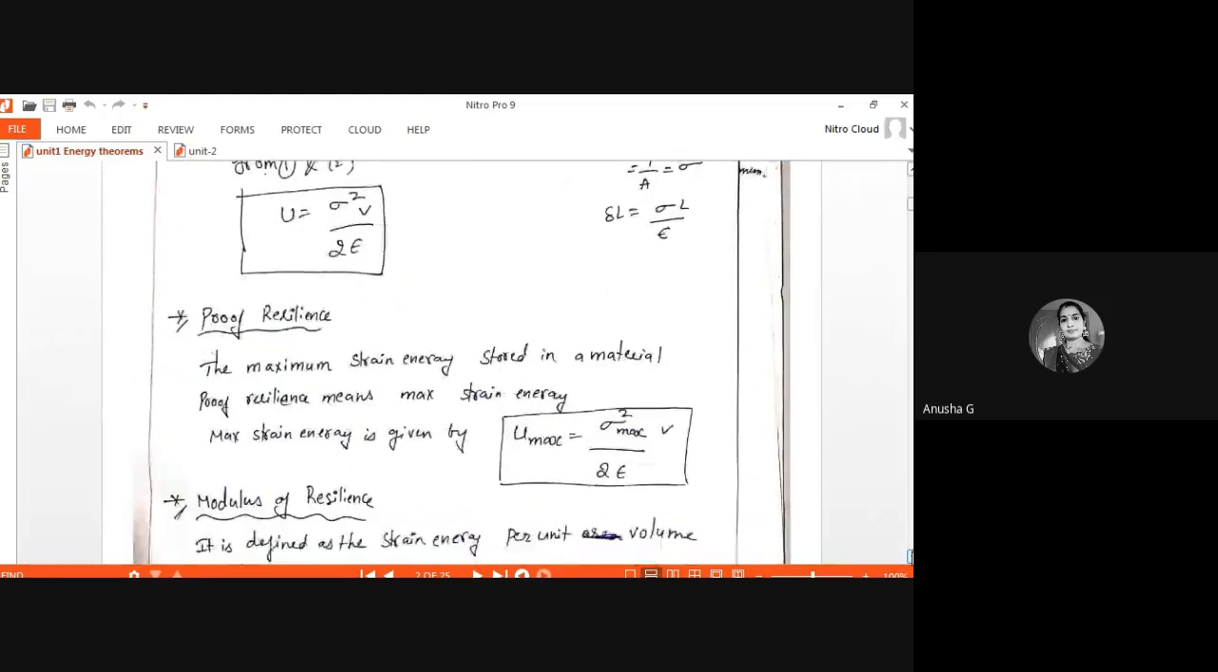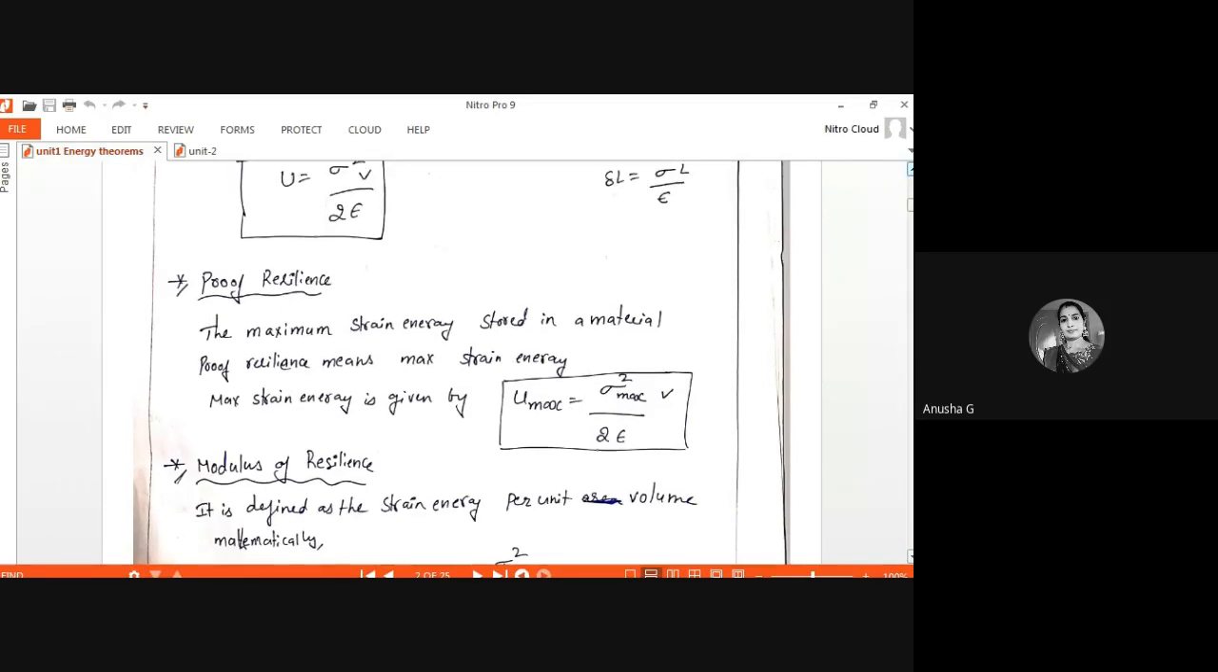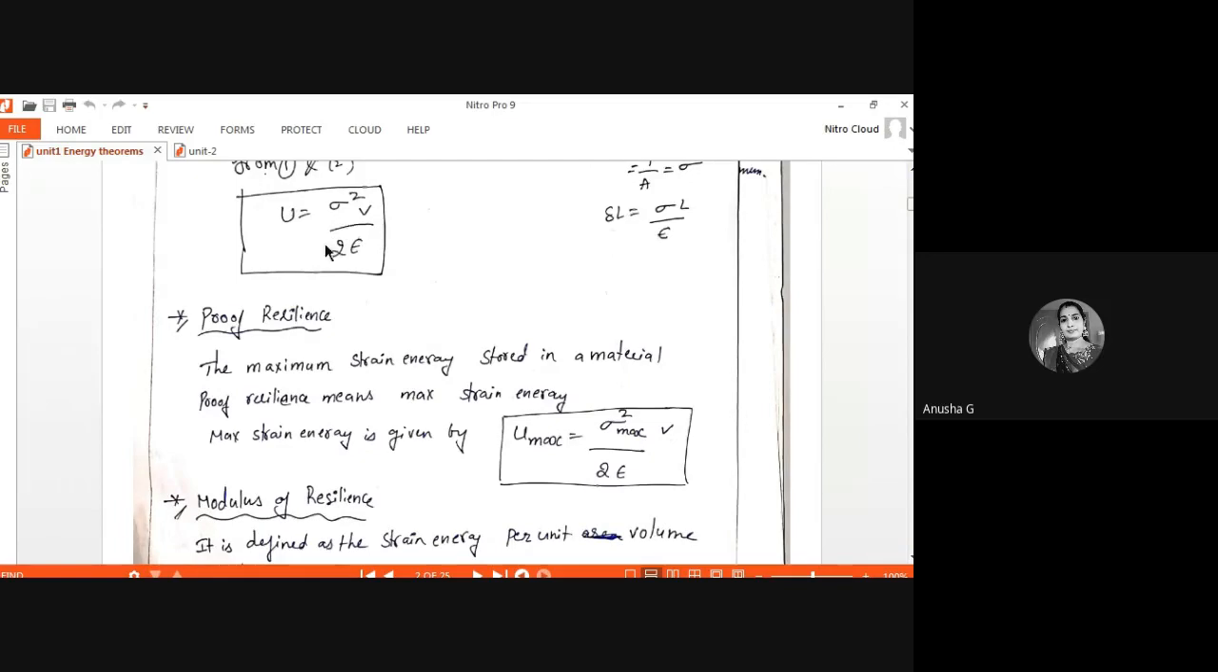But next, proof resilience. What is the resilience or strain energy equation? U equals sigma square V by 2E. This is the main formula for the axially loaded member. This is the main formula for the strain energy, or again it is also called the resilience. The next one is the proof resilience.